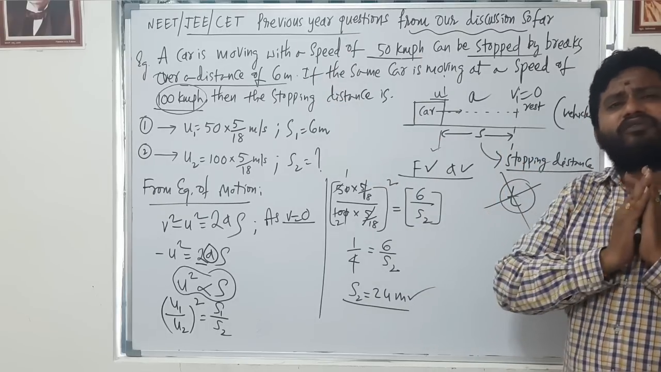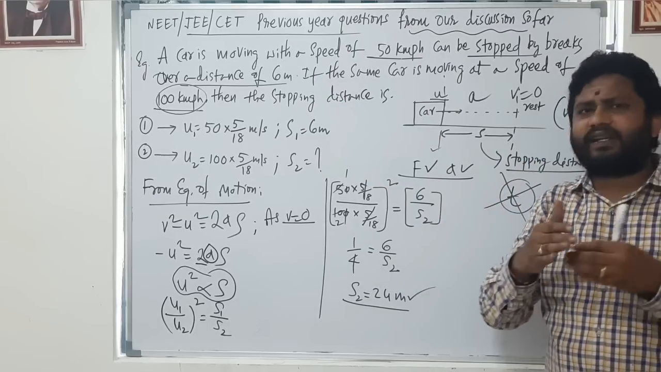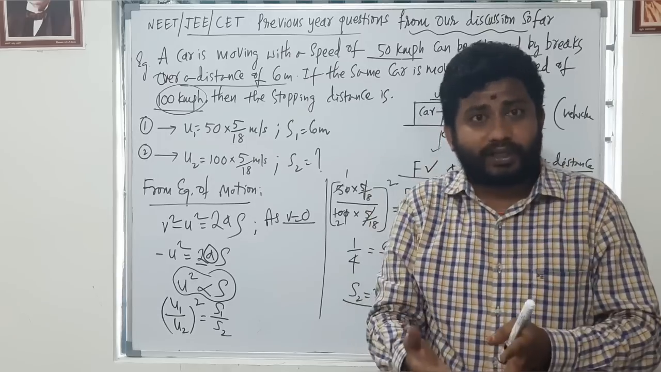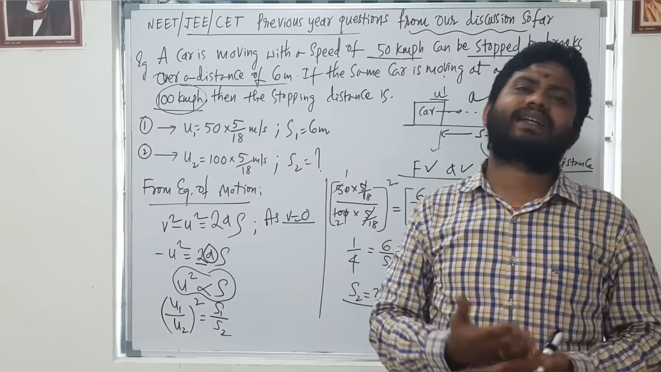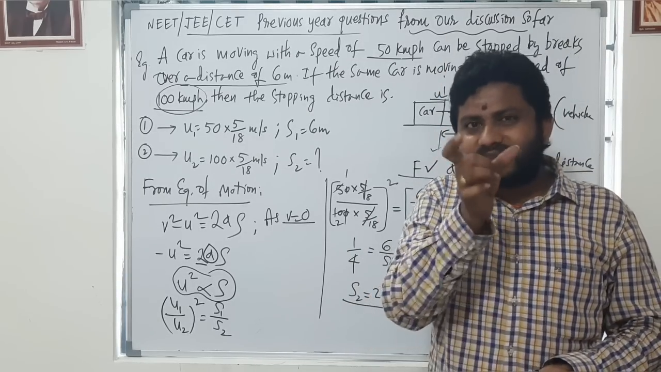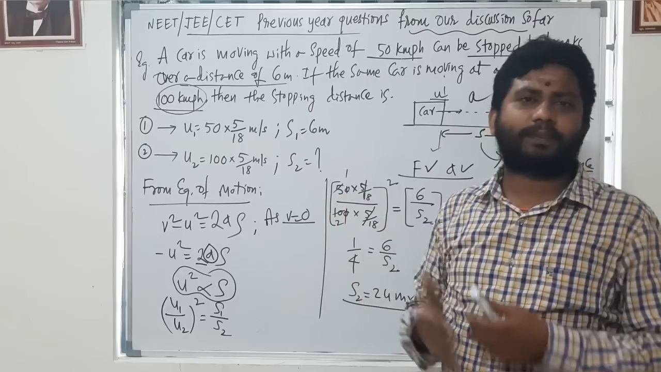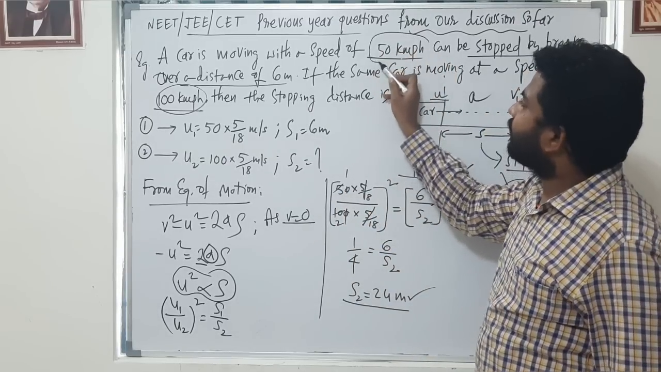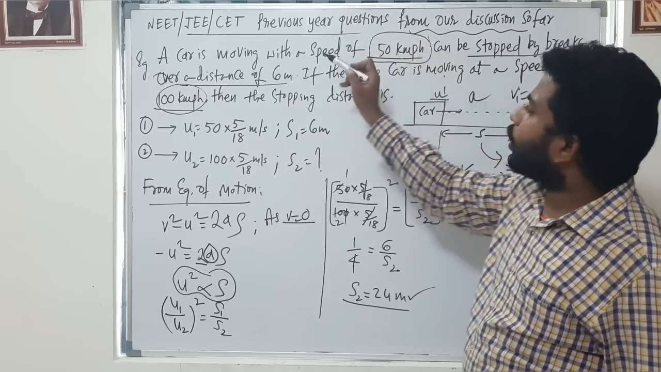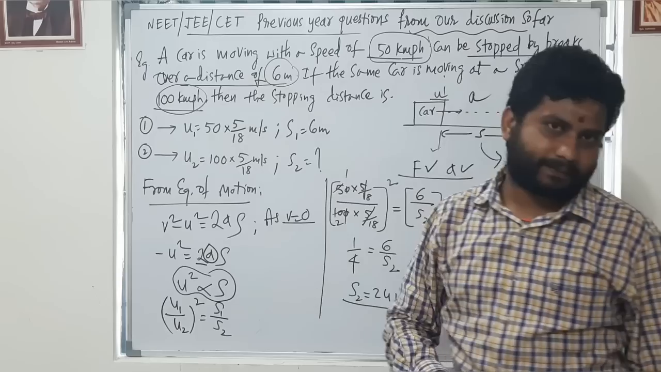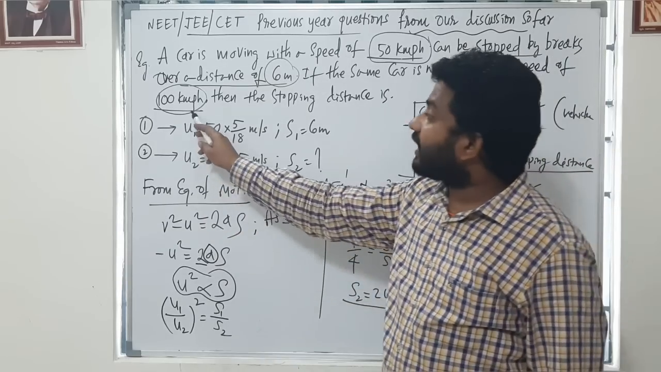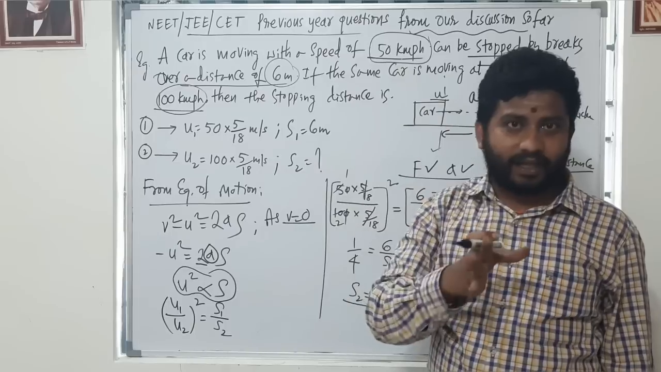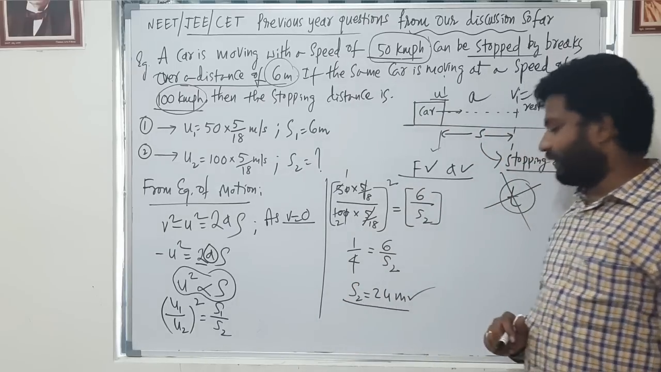If the car is moving very fast and we apply the brakes, definitely the stopping distance will be more. If the car is moving slowly and you apply the brakes, the car stops immediately, where the stopping distance is very, very less. The same concept is applicable here. Initially, when the speed of the car is 50 km per hour, the stopping distance is only 6 meters. When the speed of the car is 100 km per hour, definitely the stopping distance will be more than 6, right? So that is 24 meters.